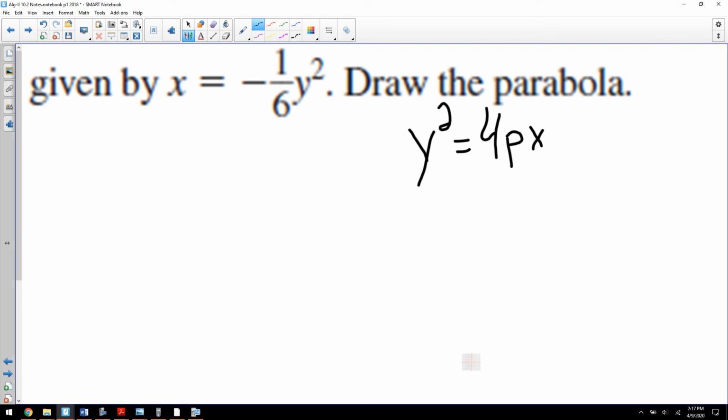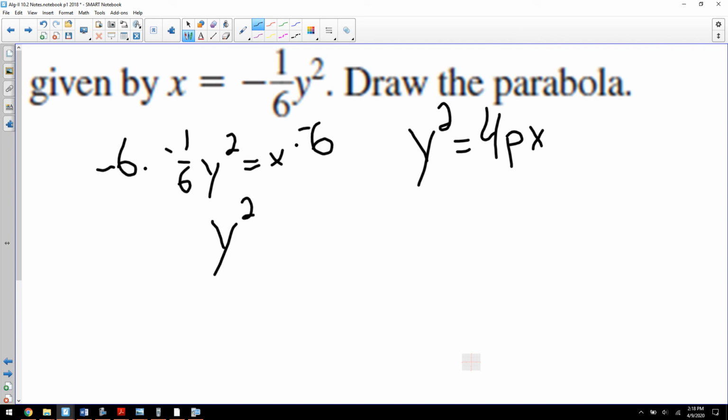So what we want to do is get the y squared on the left-hand side. So we're just going to rewrite it real quick. Negative 1/6 y squared is x. Now what I want to do is get the y squared by itself. So in order to do that, we just have to multiply both sides by negative 6. So we get y squared is negative 6x. Okay? So how do we figure out what's going on? Well, we know it's a y squared. We know that it's a negative value here. So that means it's got to open towards the left. So I'm going to leave a little note there.